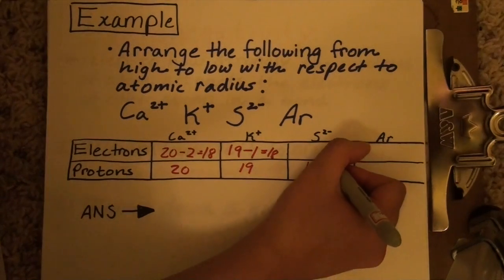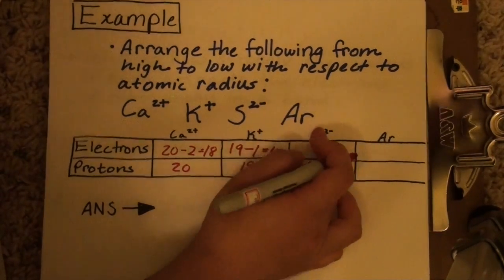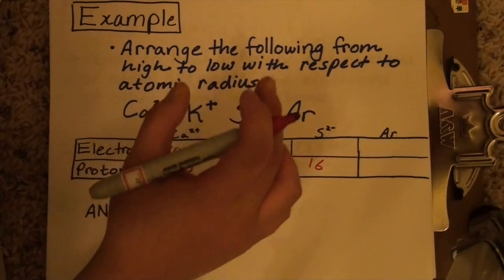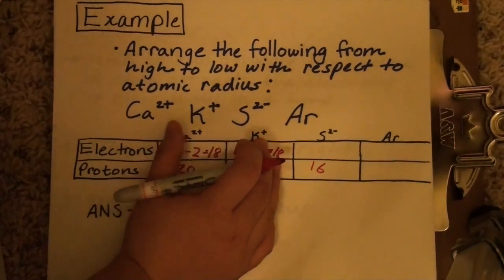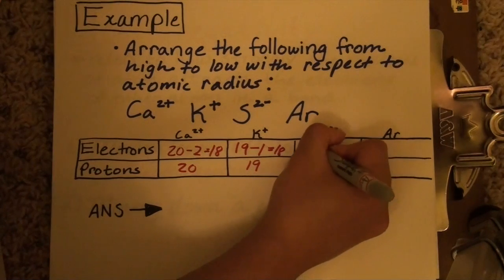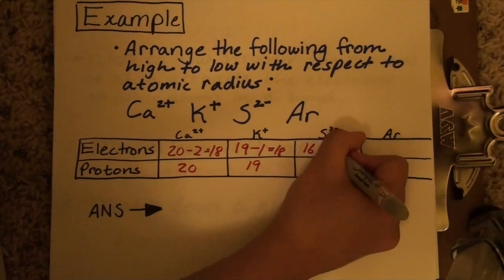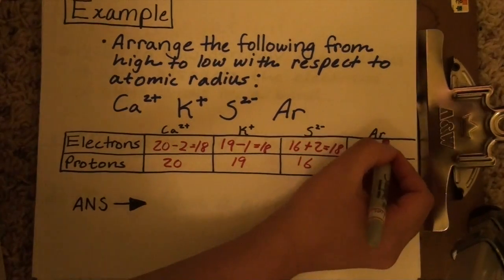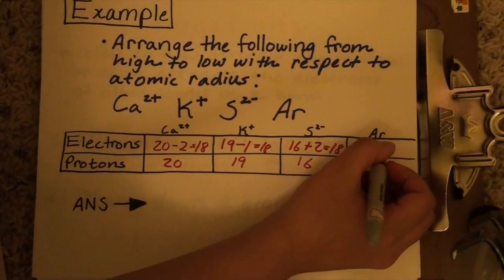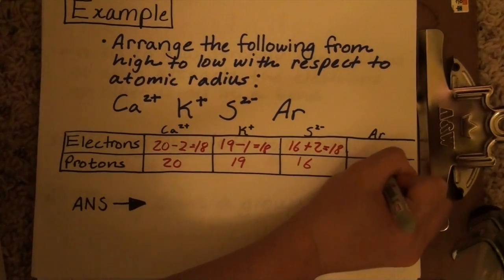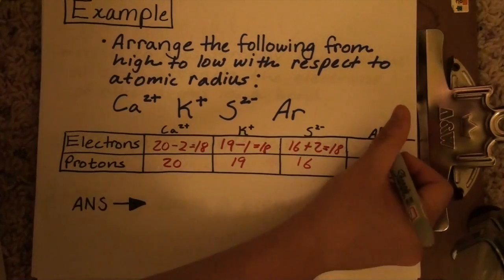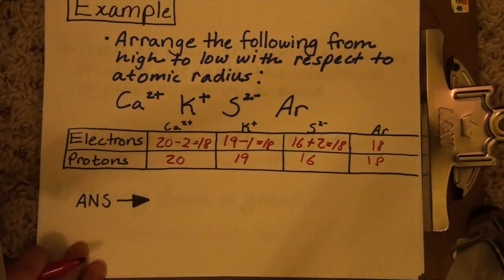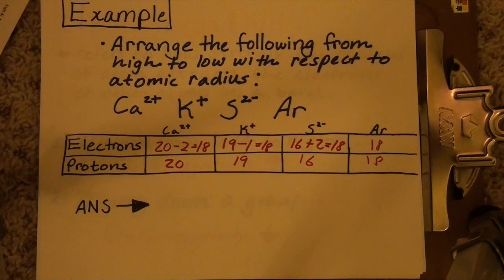But then, since it's 2 minus, this time we're going to add, because if the charge is negative for an element, that means we have more electrons. So we take the proton number and add 2, making it 18. Now argon, whose atomic number is 18, is just going to have the same number of electrons because there's no charge.